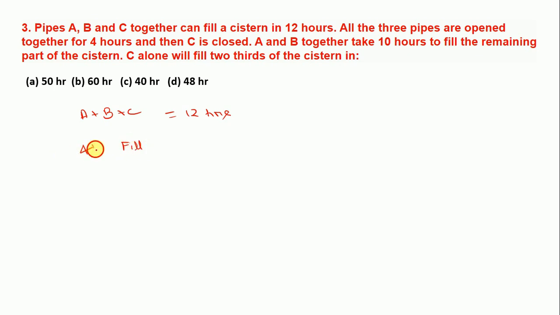In 4 hours, they will fill 4 by 12. That is 1 by 3rd. Now, how much part is left? Remaining part is 2 by 3. We can simply calculate 1 minus 1 by 3 is equal to 2 by 3. So A and B are taking 10 hours to fill 2 by 3 part of the cistern. So to fill the complete cistern, A and B will take 10 into 3 by 2 hours.